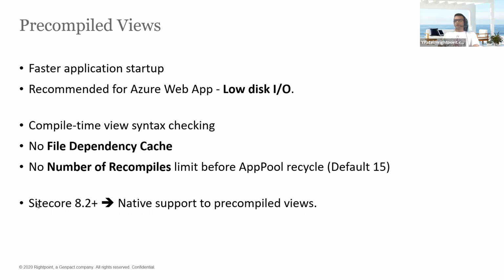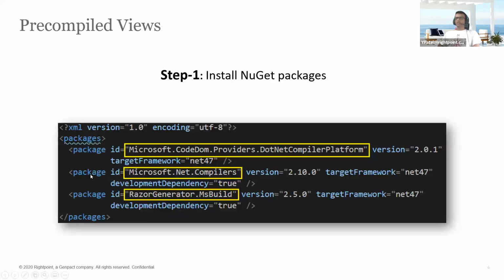From Sitecore 8.2, Sitecore added native support for pre-compiled views. Before that, we had to manually do all those compilations and change some .NET related configurations to achieve that. So let us see how we can achieve that on Sitecore. Number one step is install NuGet packages. We will have to make sure we add RazorGenerator.MsBuild, which will be responsible to compile all the razor views.